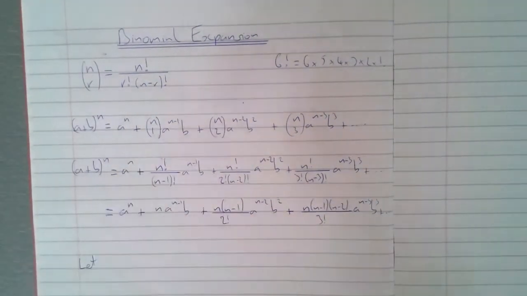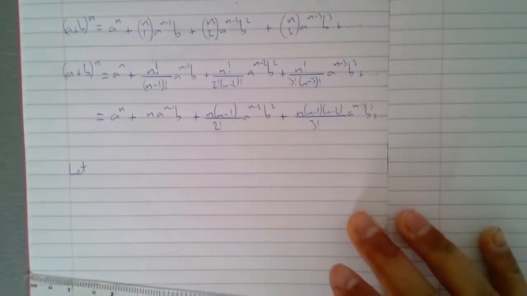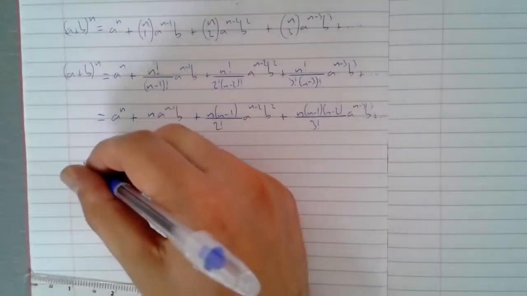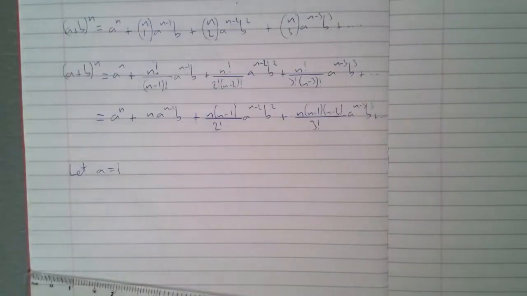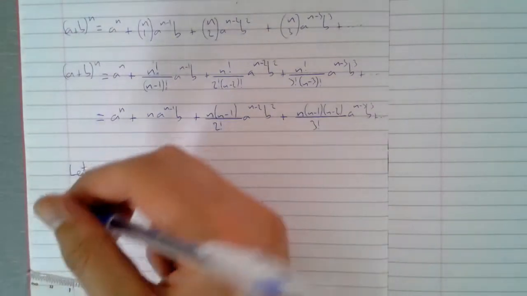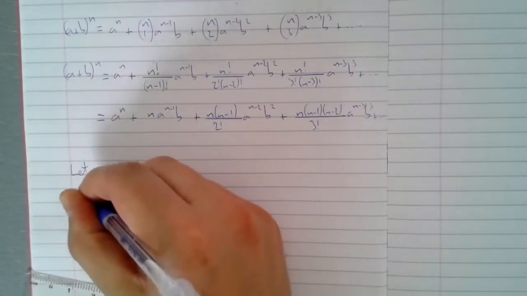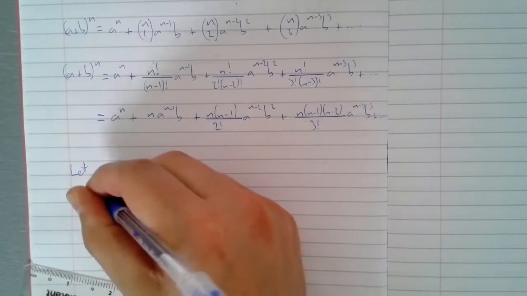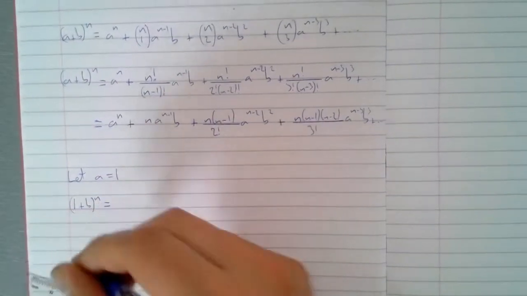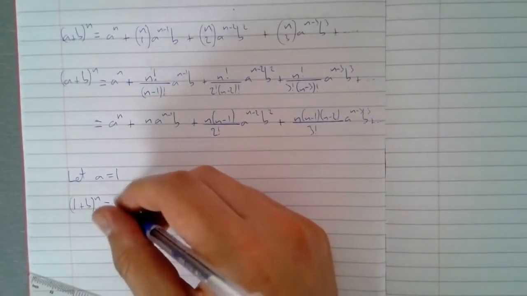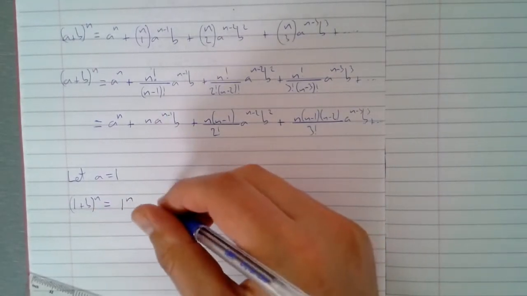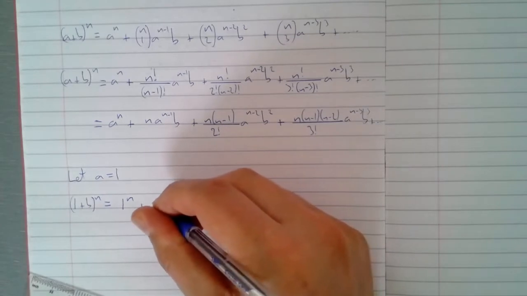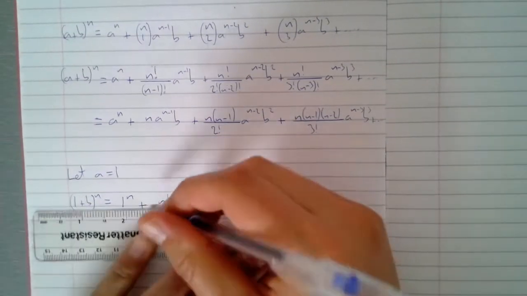Okay, so to make this work, first of all, we're going to do a few different things, but let's just let a equal 1 for starters. If a is 1, then we have 1 plus b to the n, and that's going to be 1 to the n plus n factorial over n minus 1 factorial.